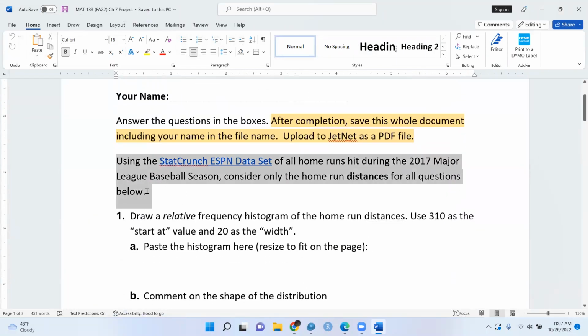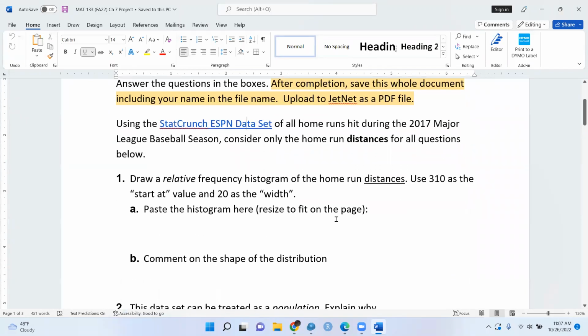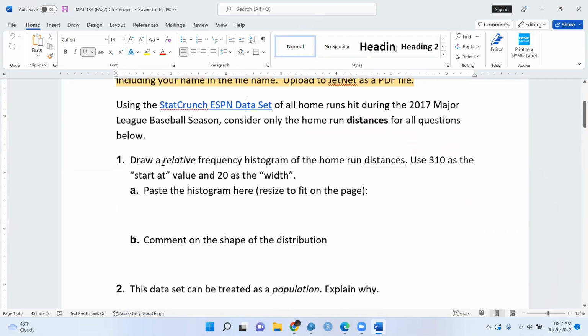When you click this link, you can click it here, or we clicked it from there. So we all have the data set. And notice the first thing we're going to do is draw a relative frequency histogram of the home run distances. Then we're told what to use as the start value and the width, and we're going to paste that in here.